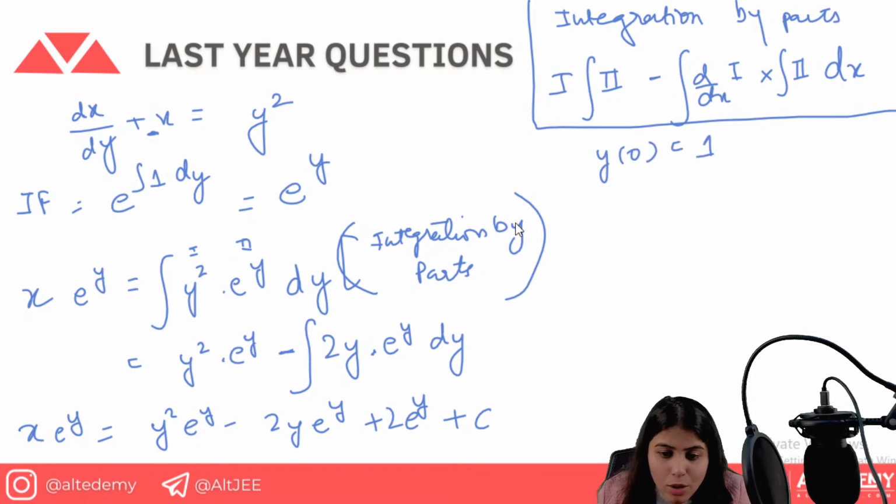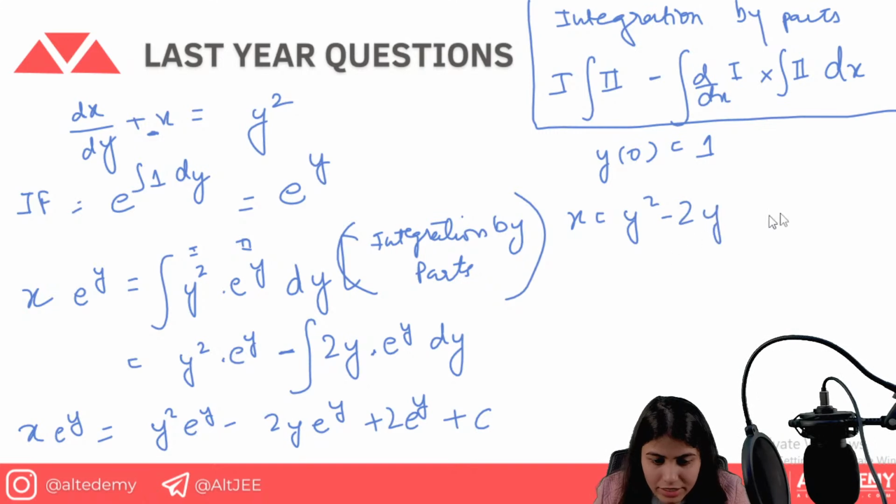So that means for y we will substitute the value 1, and for x we will substitute the value 0 here. Okay. So here we will firstly take the form of x. x is equal to y, we will divide e exponential y on both sides. Okay. So we will get y square, dy gets cancelled out, minus 2y, dy gets cancelled out, plus 2 plus c e to the power minus y.